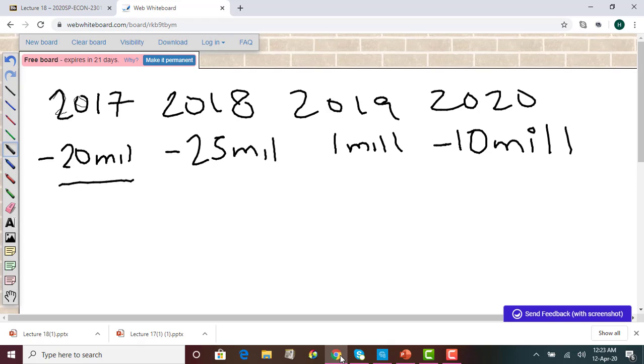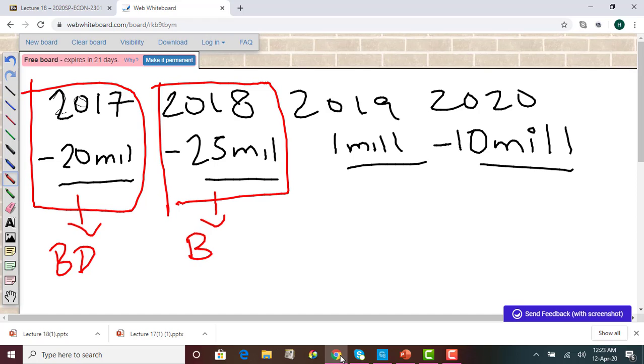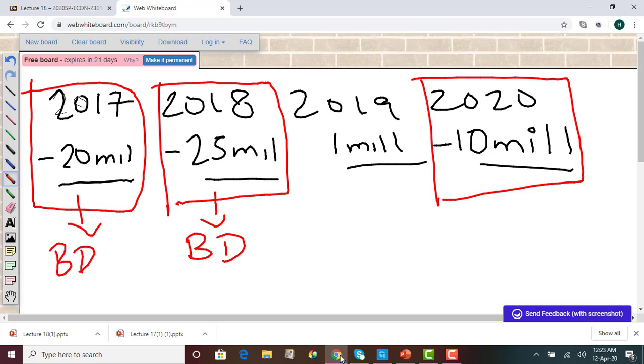Again, these numbers are something I just gave you. It's not like you have to calculate, but what I'm trying to say is, whenever the budget of the government is a negative number, then it is a budget deficit. So this is a budget deficit, and this is a budget deficit, right? Because the budget has balanced to a negative number for the government. So the government has spent more than the tax revenues they have received. In 2020, the minus 10 million is also a budget deficit.